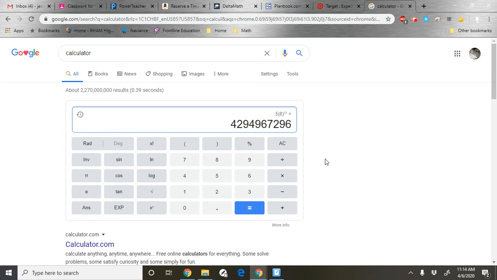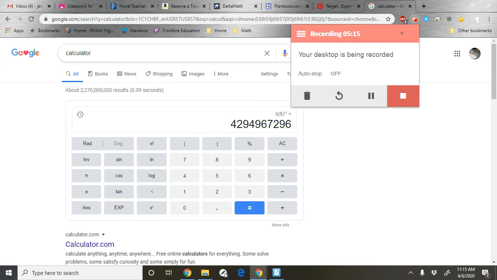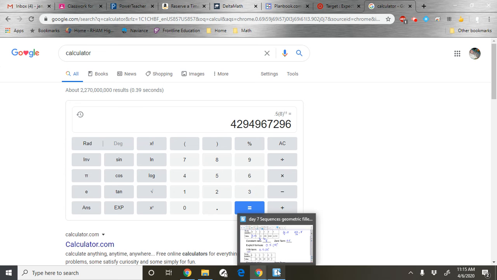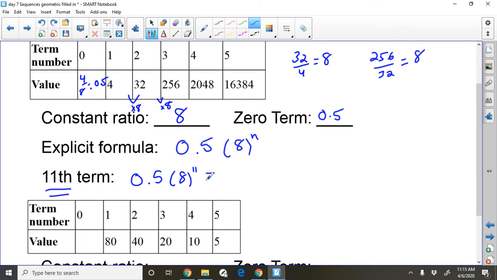So in this case, we get a number that is over 4 billion. The answer in this case, and we're multiplying by 8 11 times. That's why this is so big. It's 4,294,967,296.